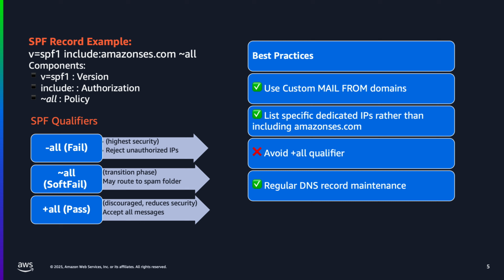The all mechanism can be prefixed with qualifiers to specify the desired action. -all, fail. This indicates that any message coming from an IP that is not explicitly listed in the SPF record of your domain should be rejected by mailbox providers or the recipient domain. This is recommended for highest security with respect to SPF authentication.